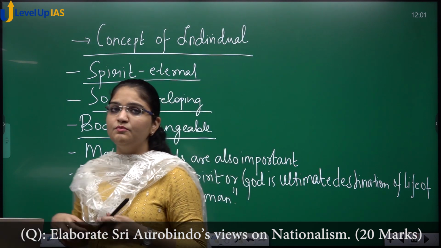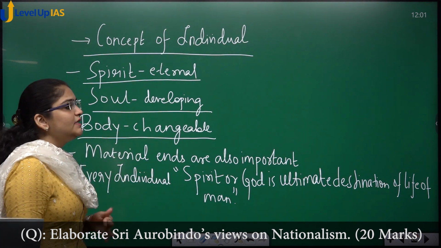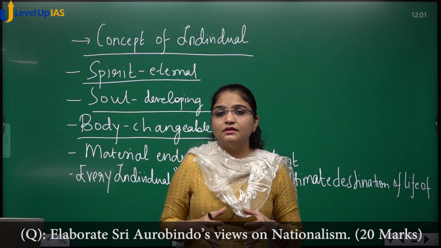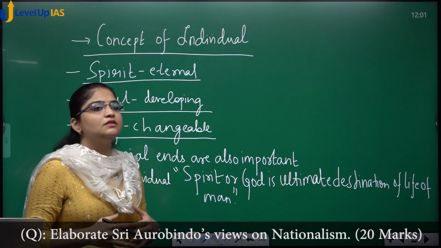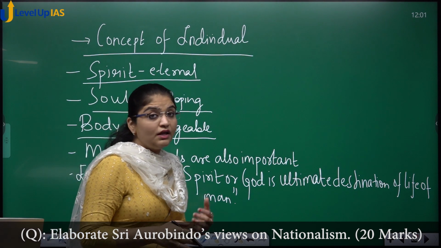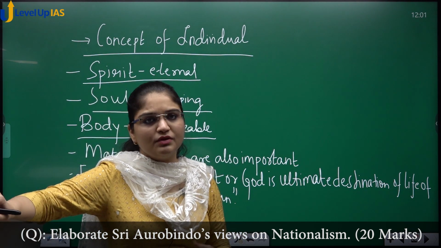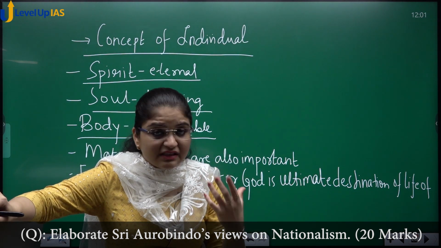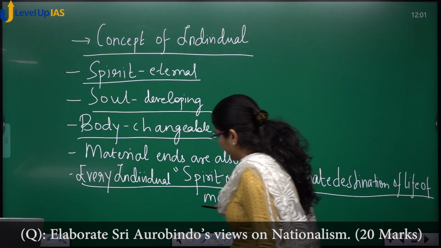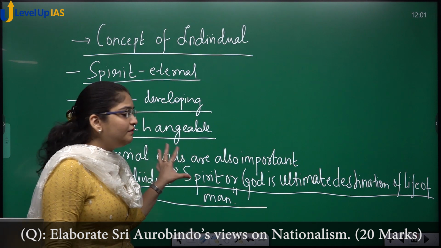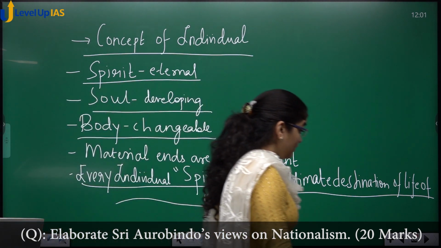So what does he say? When we talk of the spirit, the soul developing, and the body, which is also a vital element, he says that every individual has to realize his true existence, the reason for which he has come into this world. In order to do so, even the material ends are important. If there is no material basis to life, then the person will never be able to reach the transcendental stage. So he says that the individual's spirit, or God, is the ultimate destination of the life of man. He puts out the essence of what an individual is comprised of and what the aim of the individual in life is. Is it clear?